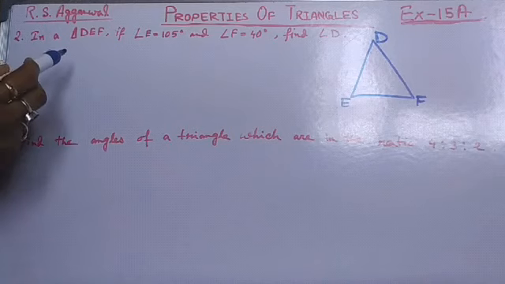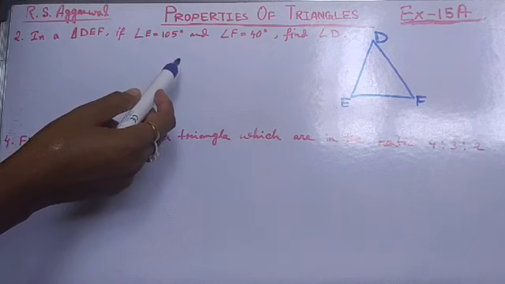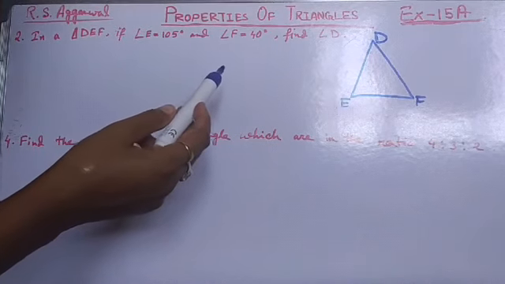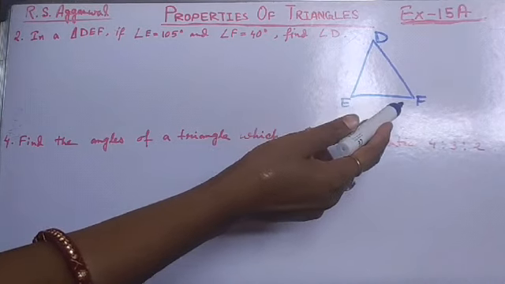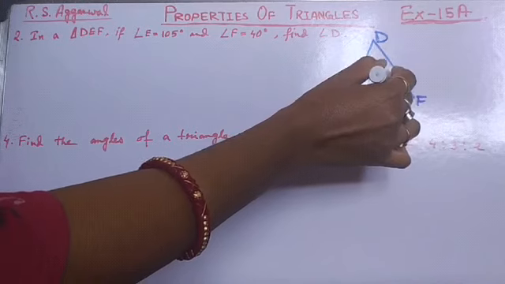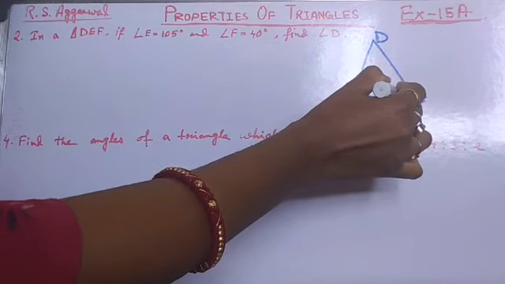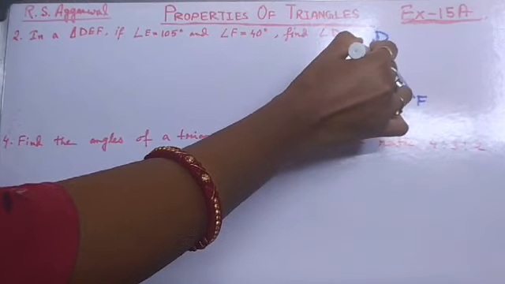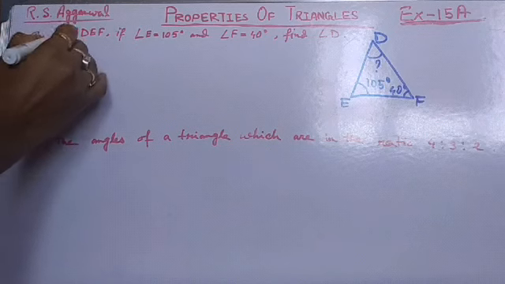In a triangle DEF, if angle E equal to 105 degree and angle F equal to 40 degree, find angle D. So this is the triangle DEF. So here angle E equal to 105 degree and angle F equal to 40 degree. So we have to find out angle D. So how to find it?